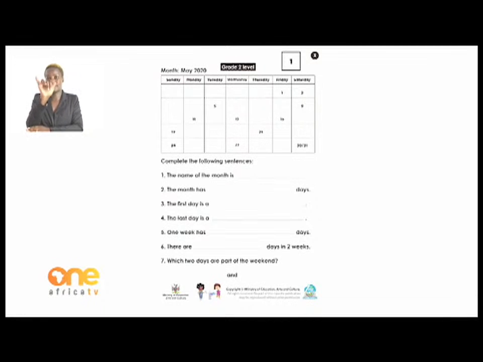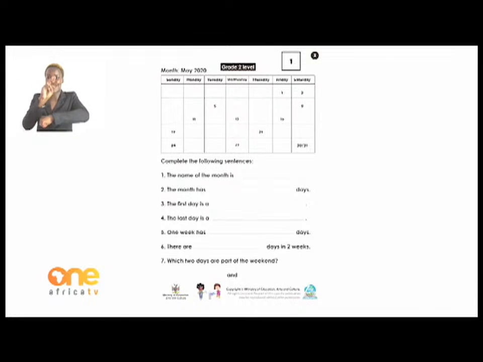The second one will be the month has days. How many days does the month of May have? Can you help me with that, Landre? The days. Number of the dates that we have. What is the last number there? 31. 31. That's correct. It's 31 days.